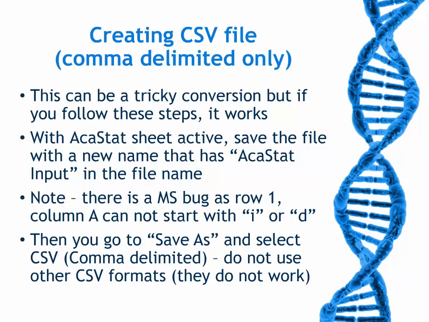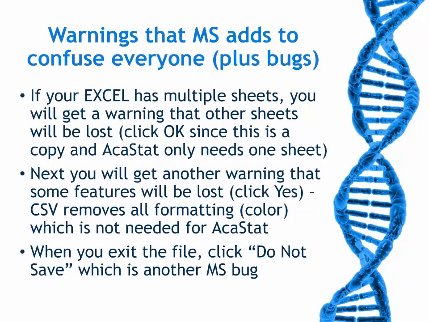Then do a save as, go down to where it has file type. You use the pull down menu and pick CSV comma delimited. Now there's two other CSV formats and they will not work. It has to be one that says CSV comma delimited. Microsoft goes out of its way to confuse people with lots of warnings and that kind of stuff.